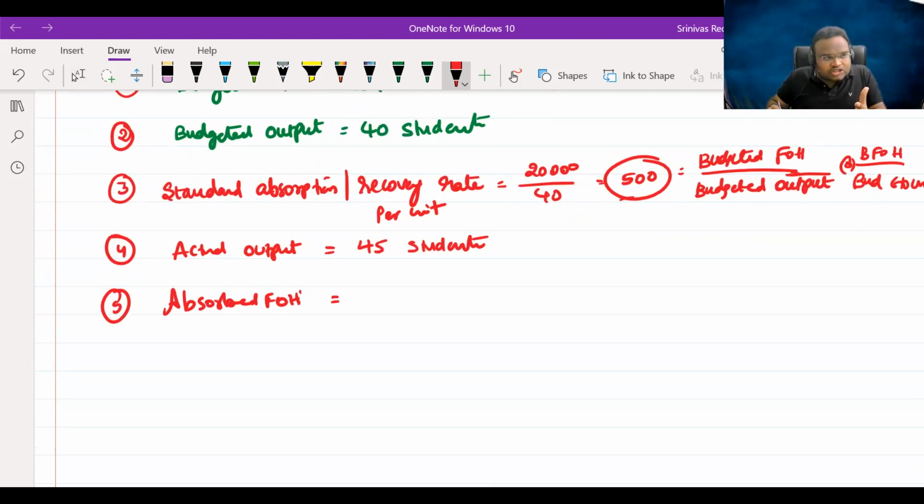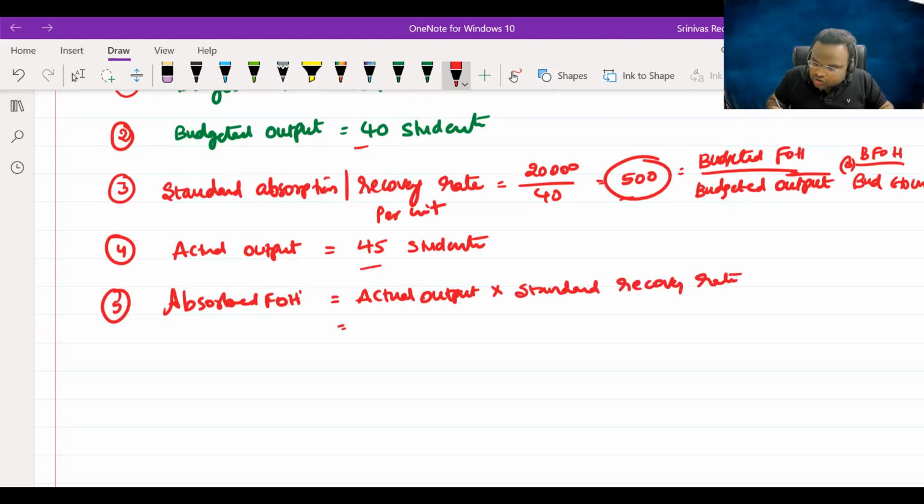Now tell me whether my collection is based on actual output or on the budget number. That means whether I collect from 45 students or from 40 students. I collect from 45 students. What is this 45 students? Actual output, into how much you recover? That 500 is called the standard recovery rate, or standard absorption rate. Both are the same. My actual output is 45 students. From each student I recover 500. 45 into 500 is 22,500.